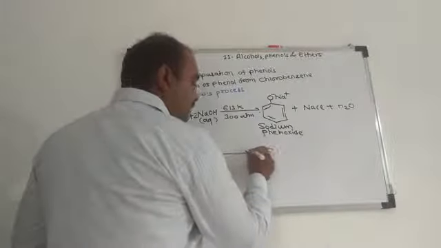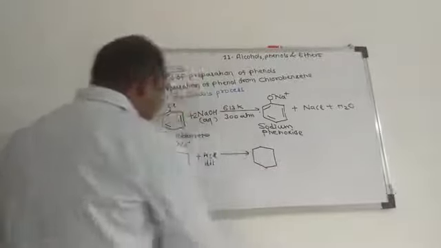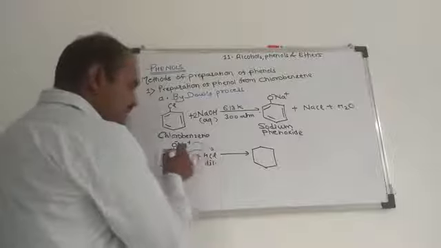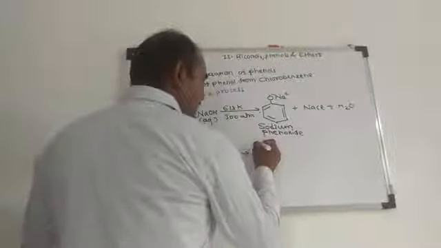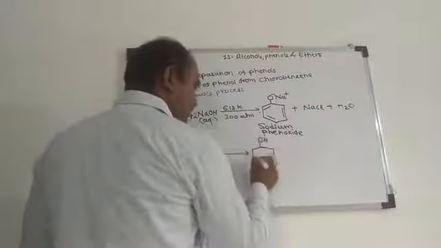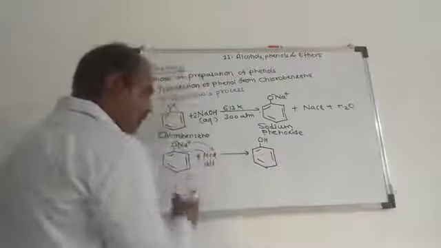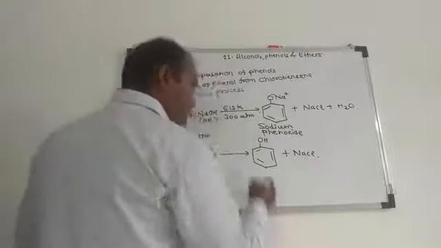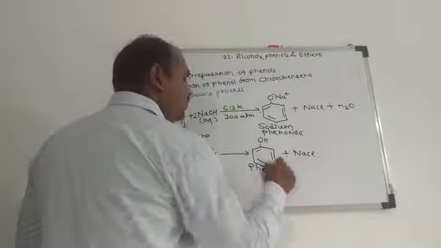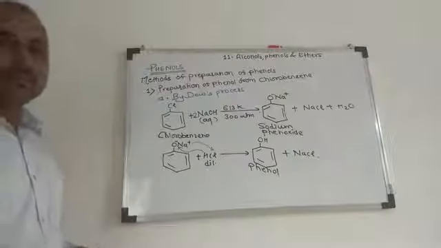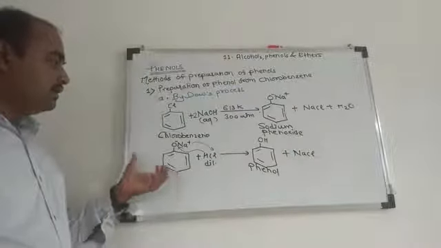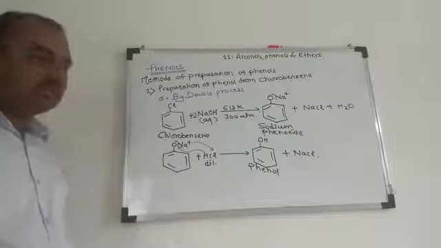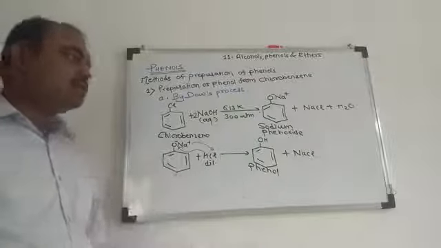So what will we get here? This Na plus combines with Cl minus, and this H is added here, so you will get OH on the benzene ring, and Na combines with the Cl, so you will get NaCl. So this is phenol. You got phenol, right? So the second step is sodium phenoxide hydrolyzed with dilute HCl or dilute H2SO4, then it gives phenol.